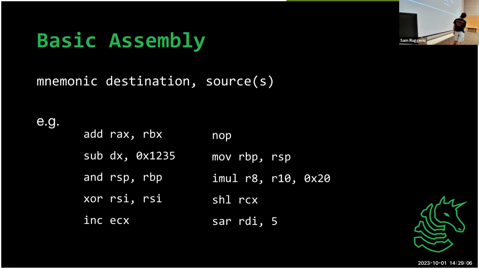Sometimes you get instructions with 3 parameters. So imul will multiply R10 and an immediate and store the result in R8. And no-op up here does nothing. I believe the actual byte for no-op is the byte you get when you move RAX to RAX. So it's just doing a move instruction in the same register.